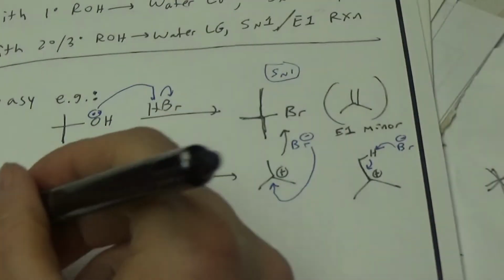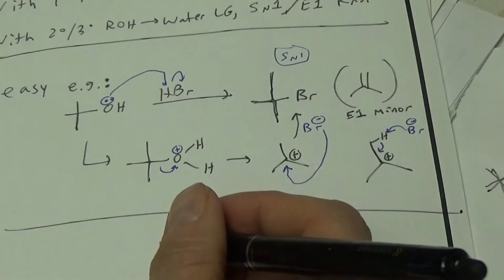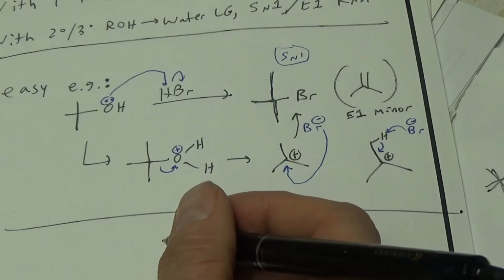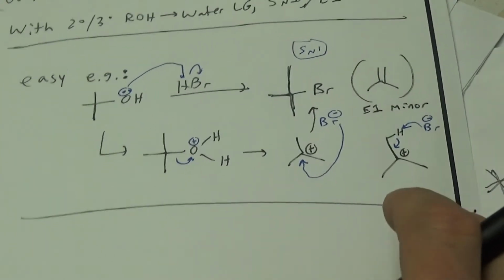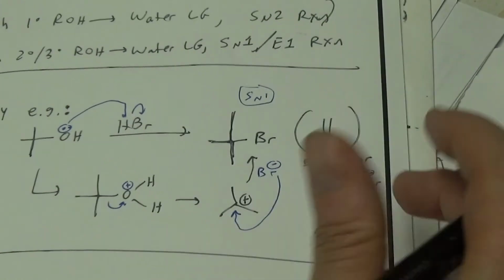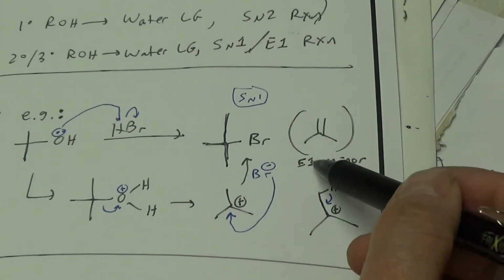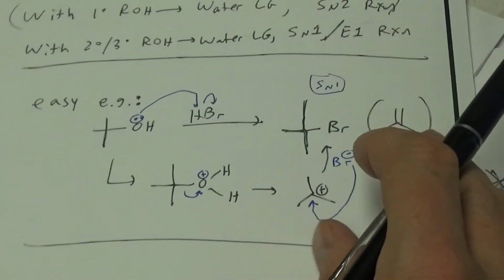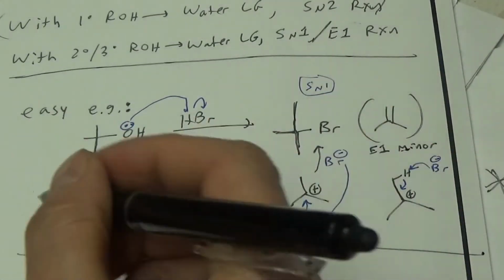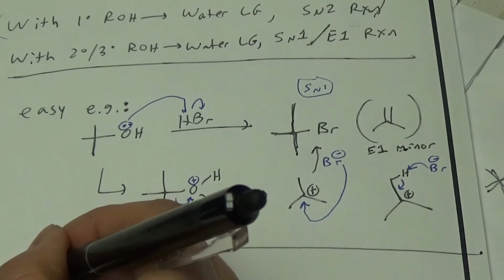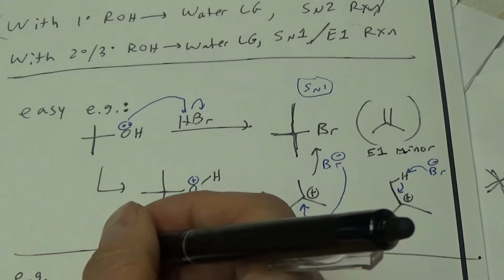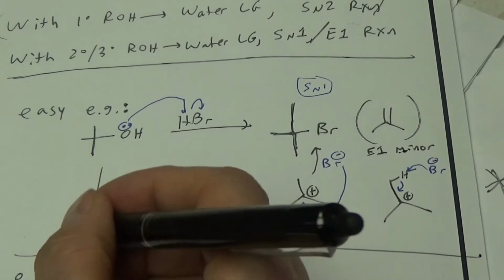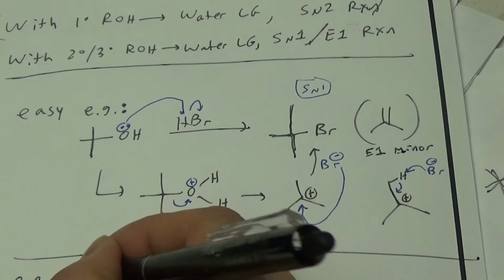Now, is there a way to do this that gives me primarily E1 product? Because we've always said, oh, E1 accompanies SN1. E1's always a minor byproduct, right? We always said that. So we can actually do that. Example where we give more E1.